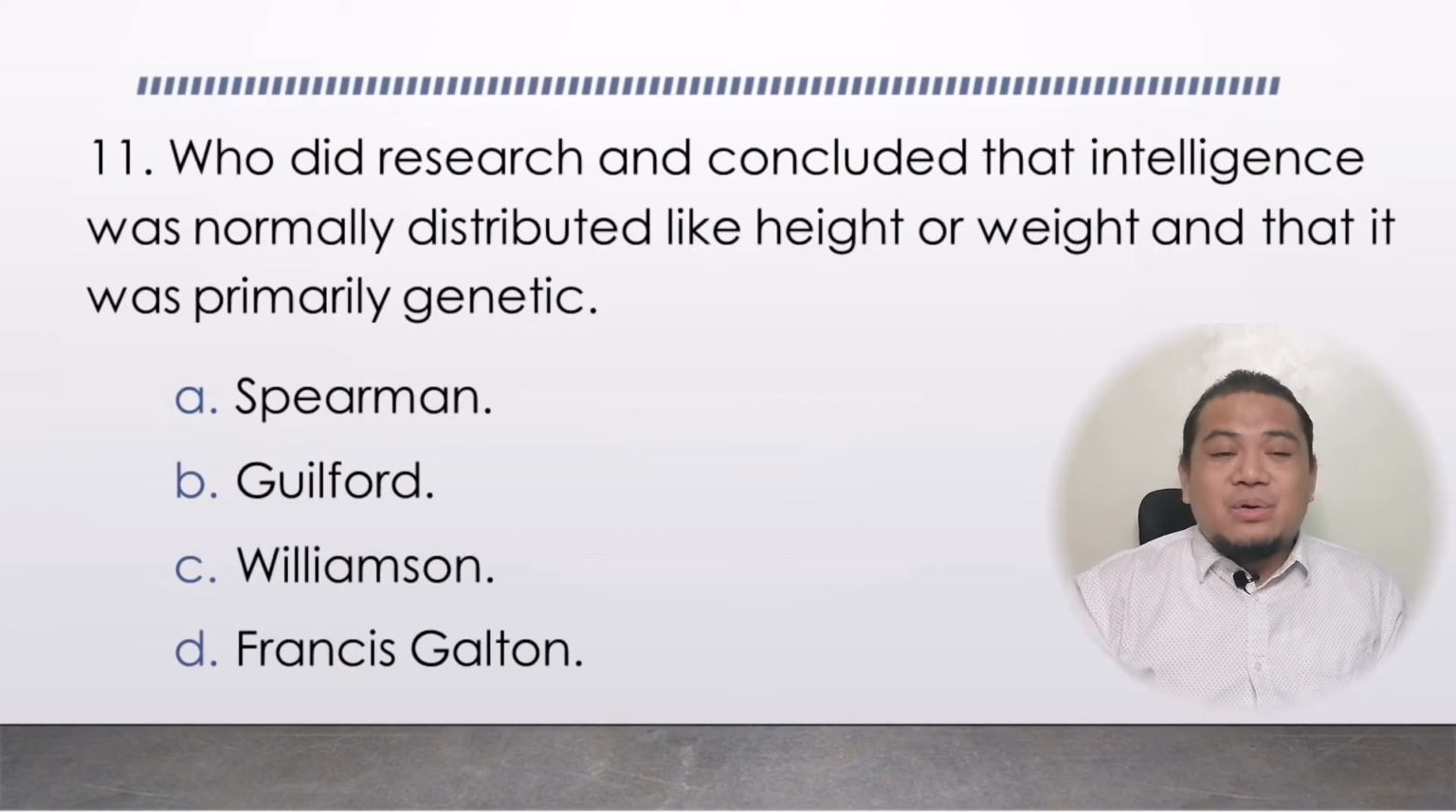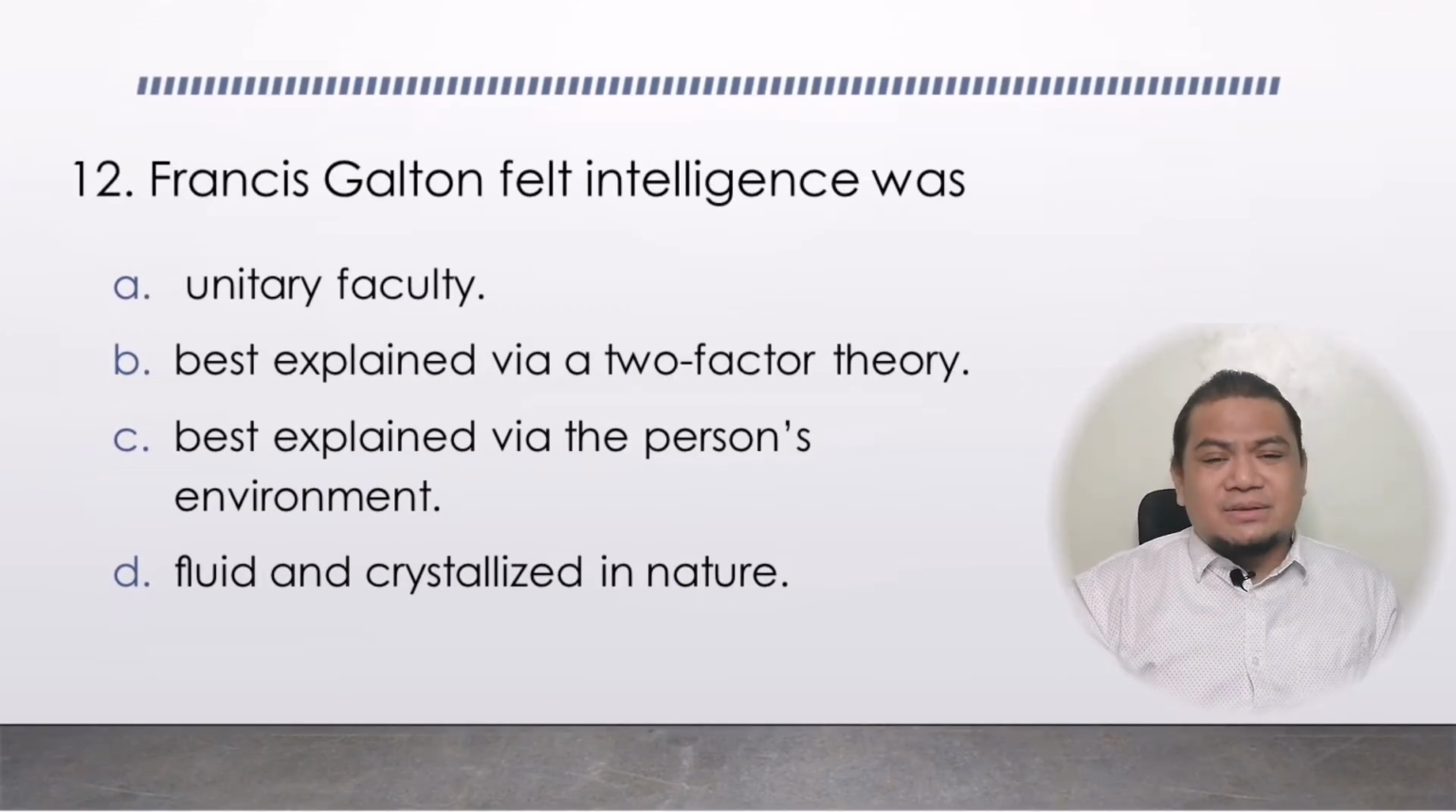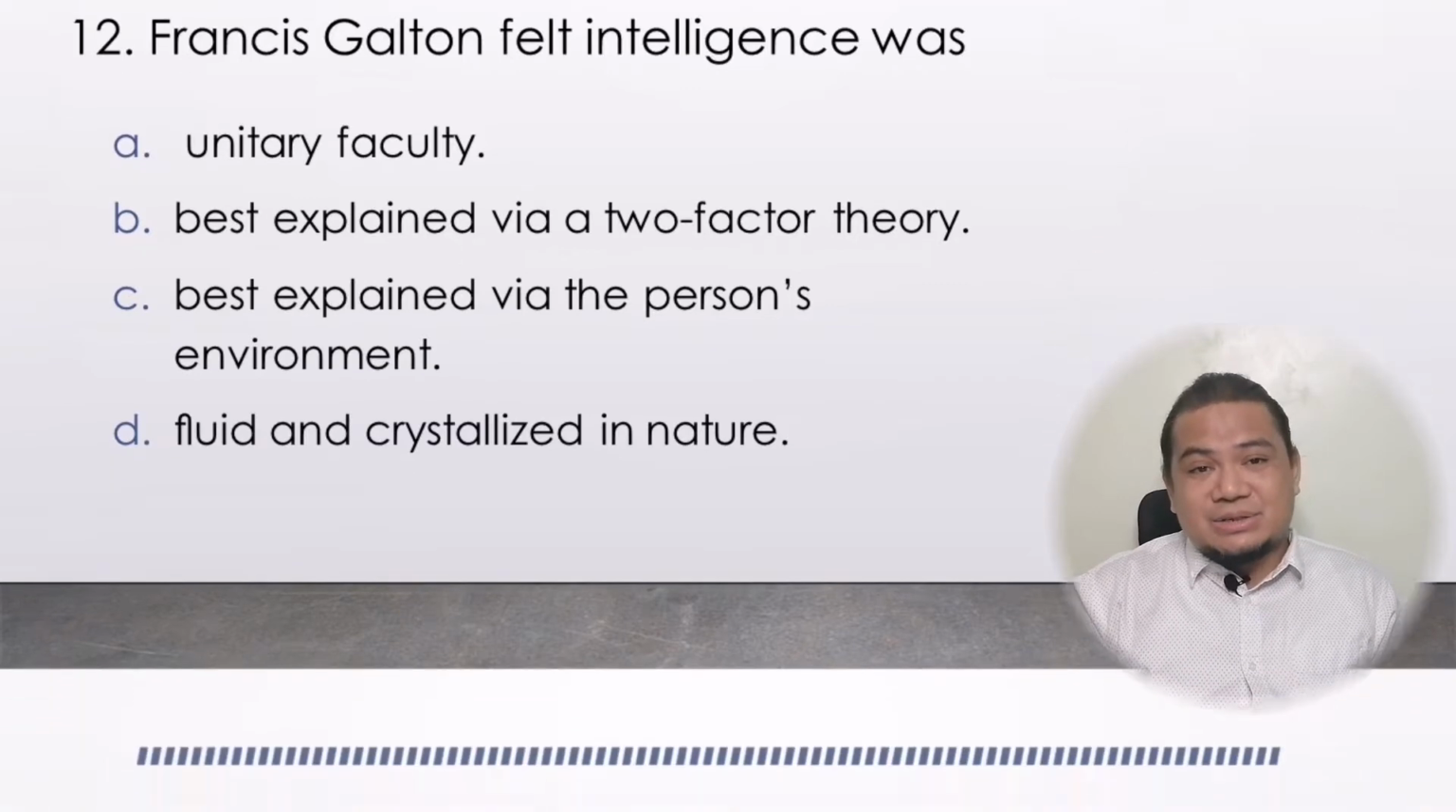Number 11. Who did research and concluded that intelligence was normally distributed like height or weight, and that it was primarily genetic? Is it A. Spearman, B. Guilford, C. Williamson, or D. Francis Galton? Number 12. Francis Galton felt intelligence was, is it A. a unitary faculty, B. best explained via a two-factor theory, C. best explained via the person's environment, or D. fluid and crystallized in nature?